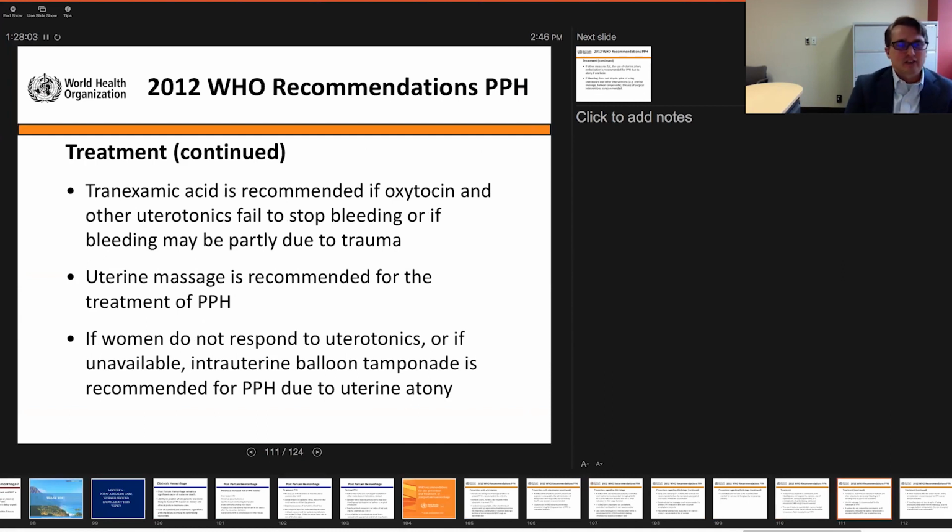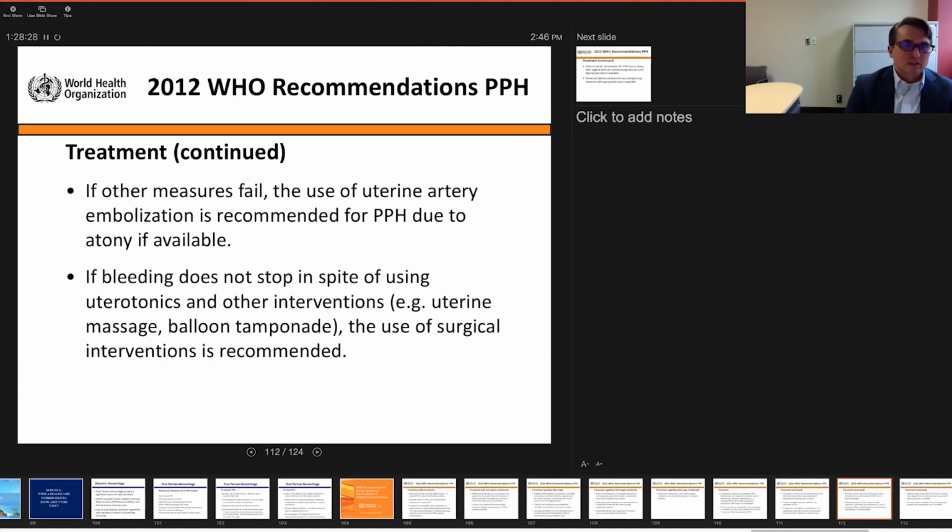Tranexamic acid, we touched on in the prior module, but it's recommended only if oxytocin and other uterotonics fail to stop the bleeding. Uterine massage can be used for longer periods of time if the patient is actively hemorrhaging postpartum. And if the patient does not respond to pharmacologic agents to help tighten the uterus, intrauterine balloon is recommended. If other measures fail and available, a uterine artery embolization is recommended.